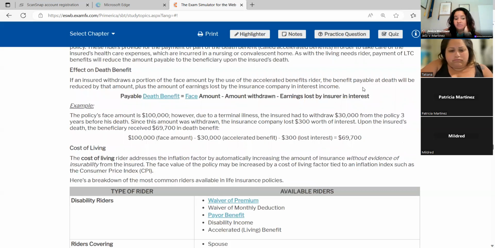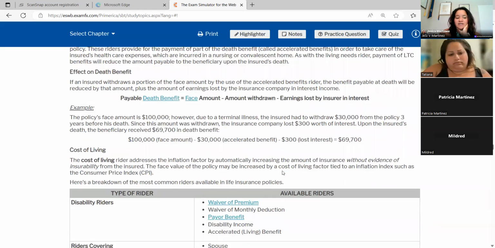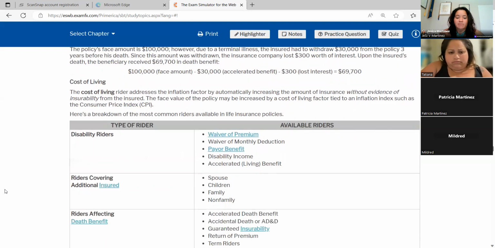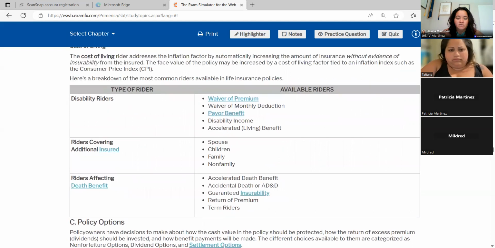Then we have cost of living. Cost of living rider addresses the inflation factor by automatically increasing the amount of insurance without evidence of insurability from the insured. The face value of the policy may be increased by a cost of living factor tied to an inflation index, such as a consumer price index. So here is a breakdown of the most common riders available in life insurance.